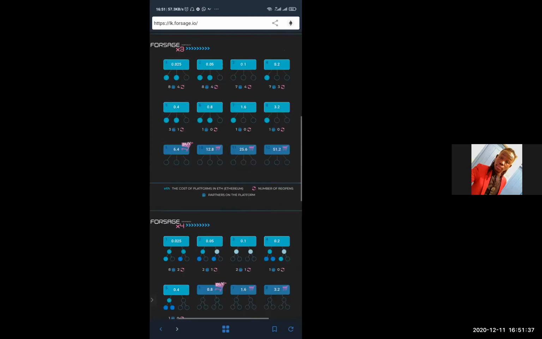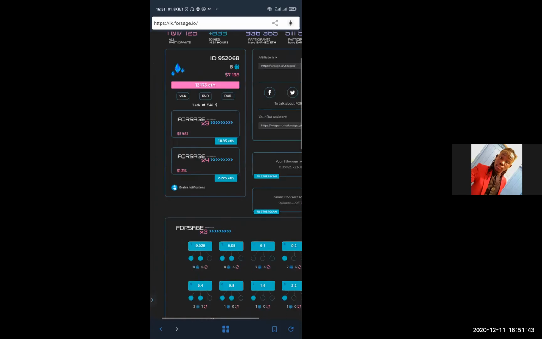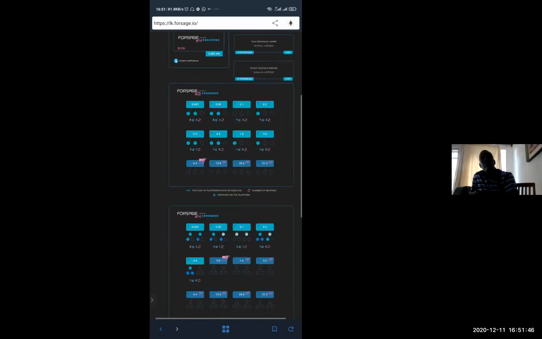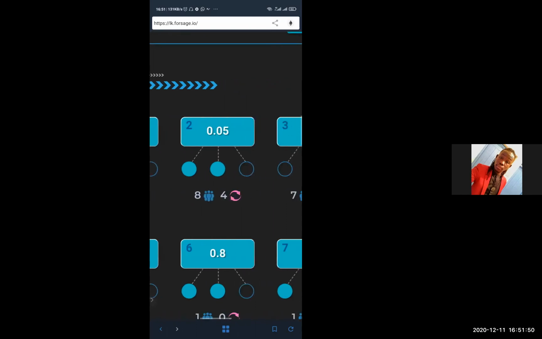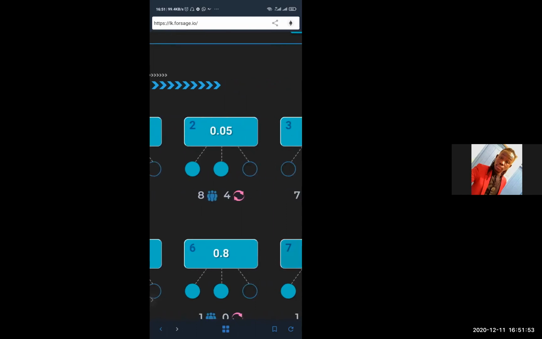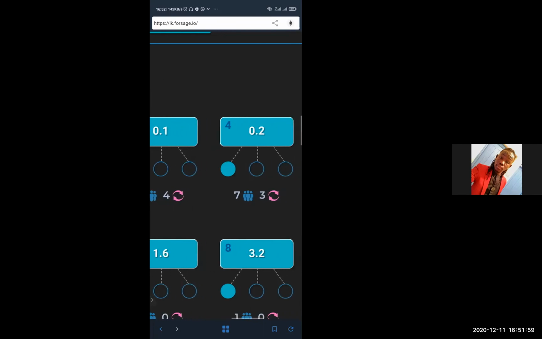Now with X3, basically, as I said, you make money from the people you've directly brought. So as for my case, I've brought 8 people. Out of the 8 people, all of them have opened the first slot. Out of the 8, all of them have opened until the second slot. However, not all of them have gone up to the 4th slot. Only 7 have gone to the 4th slot. So when this one person who is left behind opens the 4th slot, I'll still make more money.